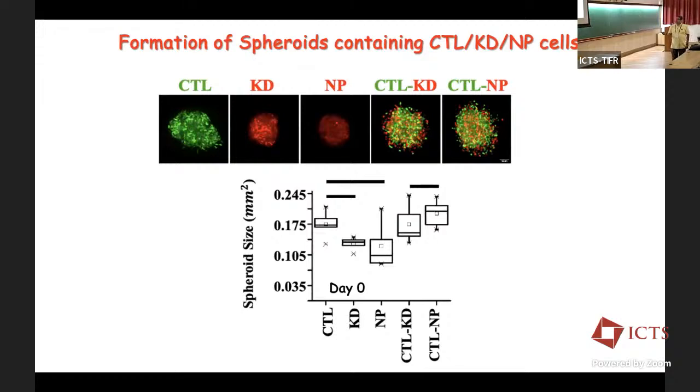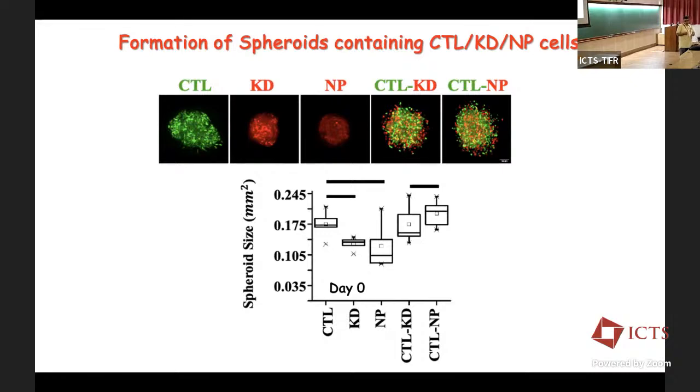Control spheroids, knockdown spheroids, non-proteolytic spheroids, and then the mixed ones: I combine control and knockdown cells in a 1:1 ratio, or I combine control and non-proteolytic cells. In either instance, you see that there is a variation in spheroid size. They are not equally compact, so in all probability the extent of E-cadherin expression has also changed. Even though these cells have very low E-cadherin, you still see that the knockdown cells tend to be more compact than the control cells.